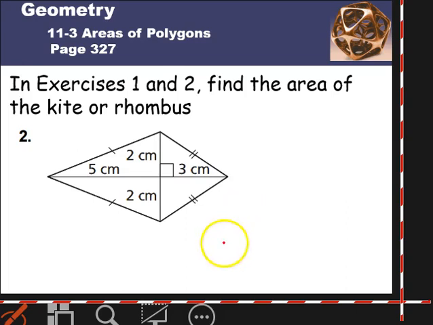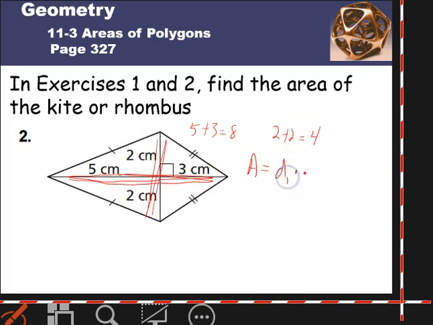Okay, so this diagonal is 5 plus 3, which is 8. And this diagonal is 2 plus 2, which is 4. So the area, remember, is diagonal 1 times diagonal 2 divided by 2. So it would be 8 times 4 divided by 2. This would be 32 divided by 2, which is 16 centimeters squared.